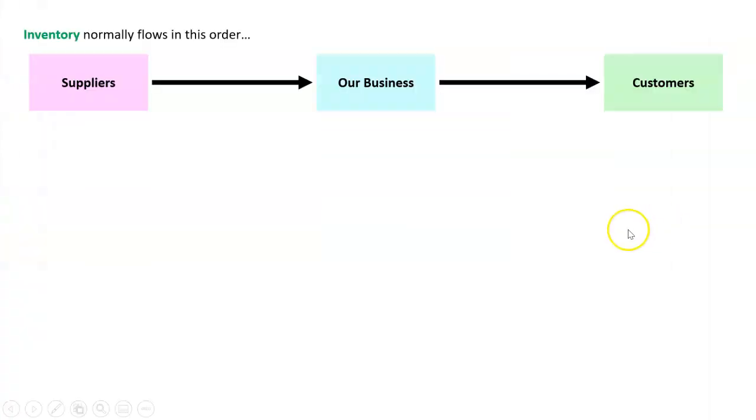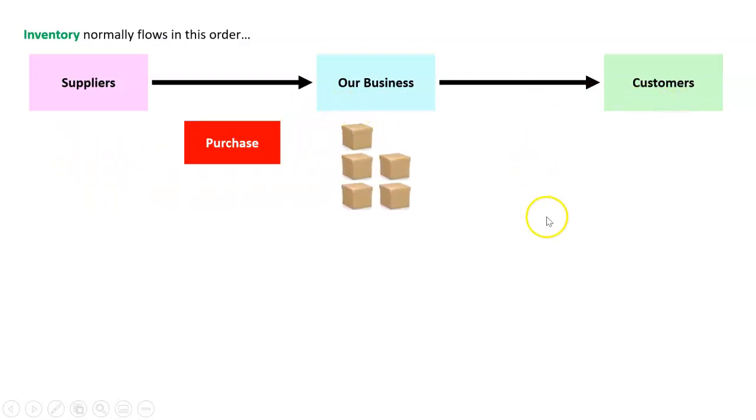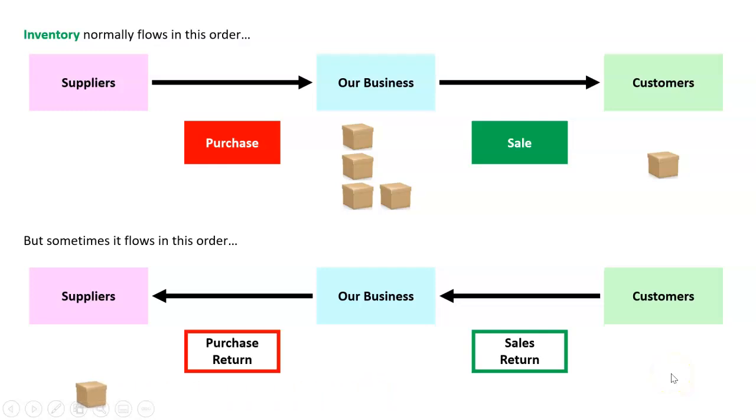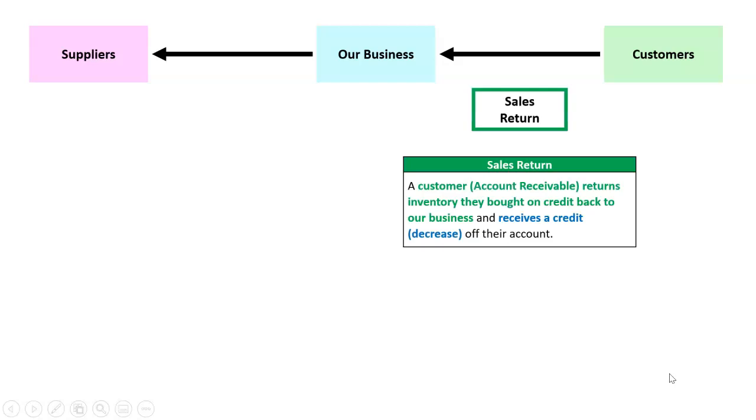Inventory normally flows in this order. There's suppliers, our business, and customers. Suppliers sell us inventory. We call that a purchase. And then we sell that unit by unit to customers, and we call that a sale. However, this topic supposes that the order of that inventory flow is reversed. So in this case, customers are going to bring inventory back to our business, call that a sales return, and then we will send it back to our suppliers. We'll call that a purchase return. So we need some rules on what to do.